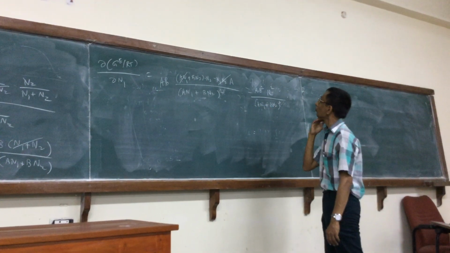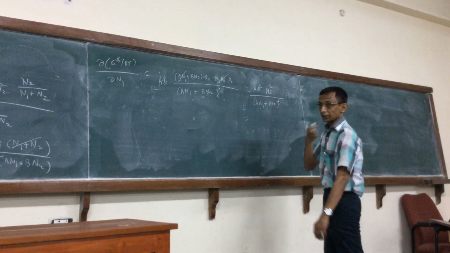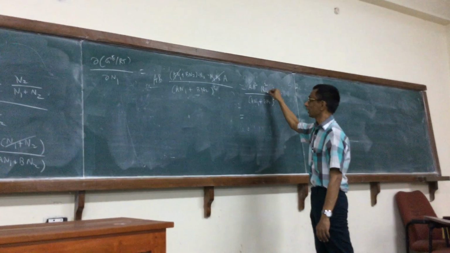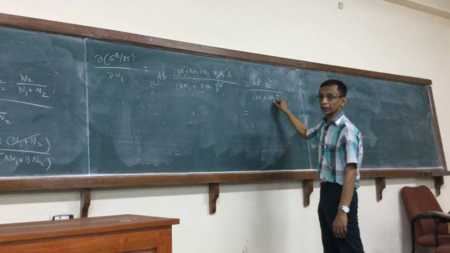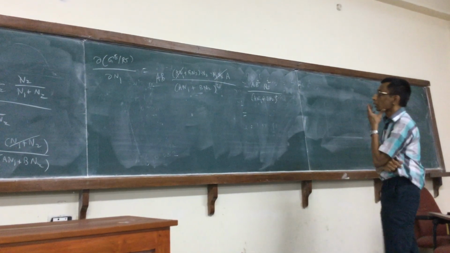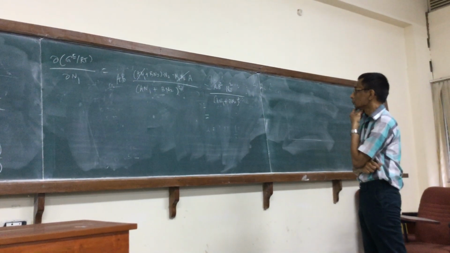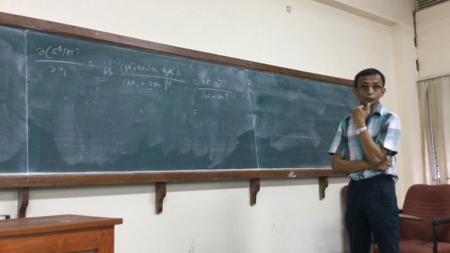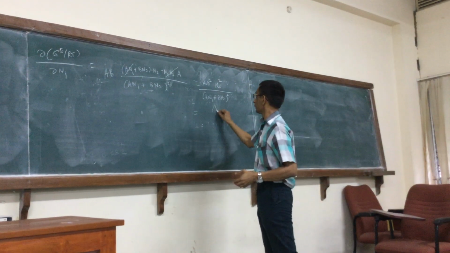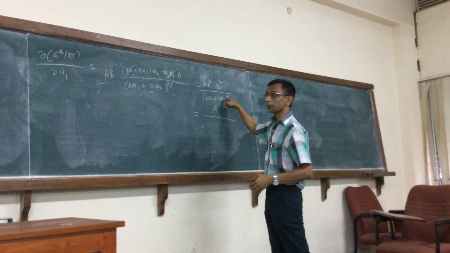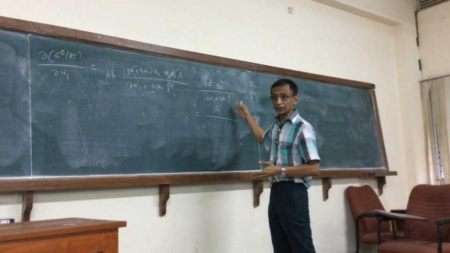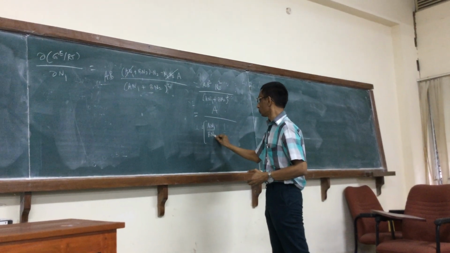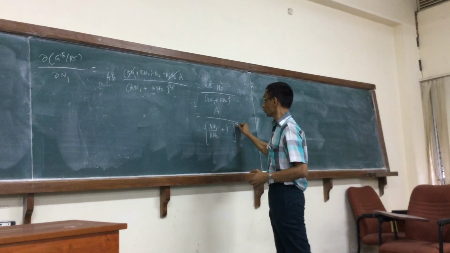Because to get the expression that is given in the standard textbooks, I would just simply have to divide the numerator and denominator by B squared N2 squared. If I do that, I get A, and this divided by B squared N2 squared means I have to take B N2 within the square. So I get A N1 by B N2 plus 1, the whole square.